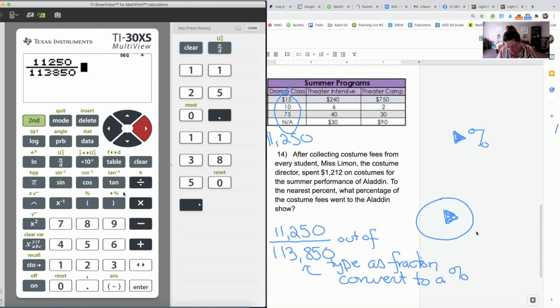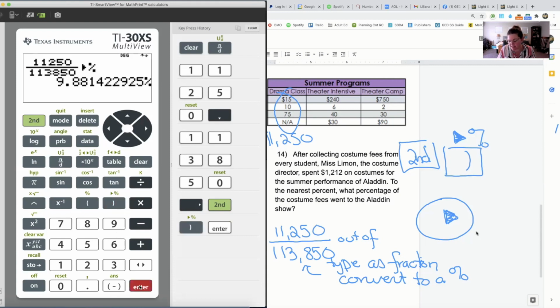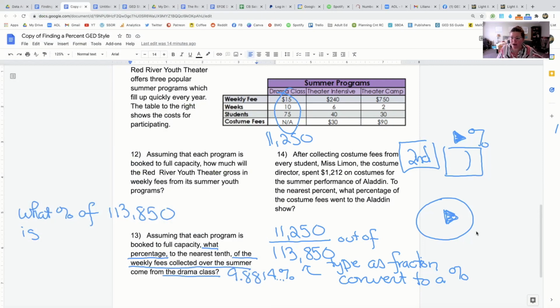And you're going to notice that where it is, it's in green above the button. If you want anything in green, you have to hit the green second button. So we're going to hit second and then that close parentheses button. And it should pop up on your screen looking like that arrow to a percent. I press enter and I get this answer, 9.88, yada, yada, yada. And look at that, the answer at the end says percent. They converted it into a percent for you. Hallelujah. All you have to do is look to see if you have any rounding directions.